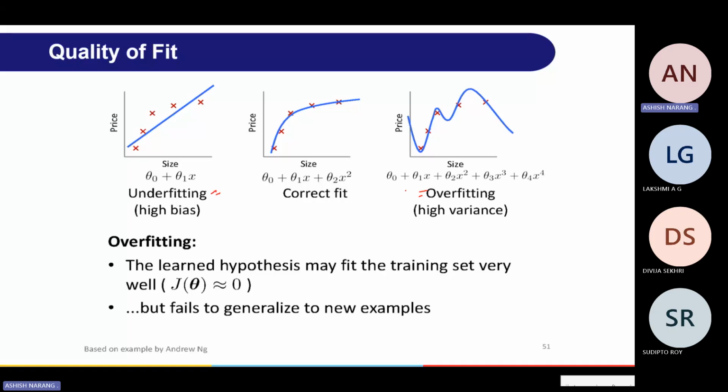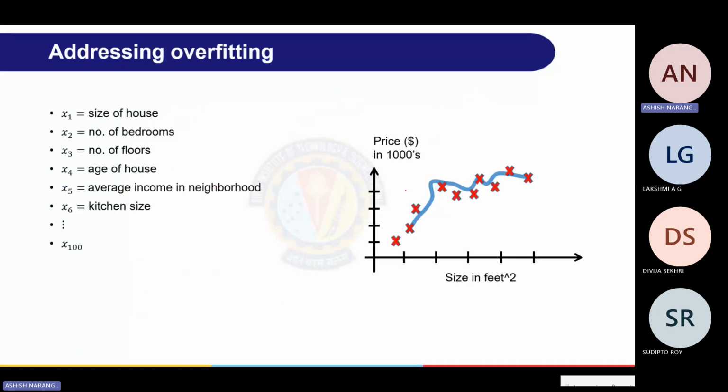When you have underfitting, it is more of a high bias issue. When you have overfitting, it is more of a high variance issue. So overfitting is when the learned hypothesis may very well fit the training data, but fails to generalize to new examples. That's what overfitting is. So how do you address overfitting?